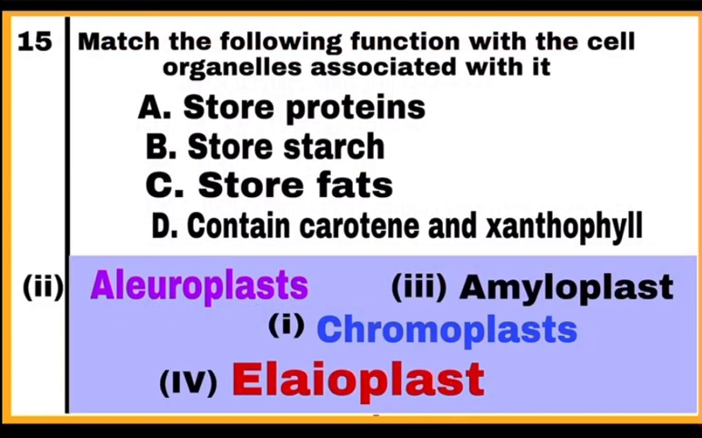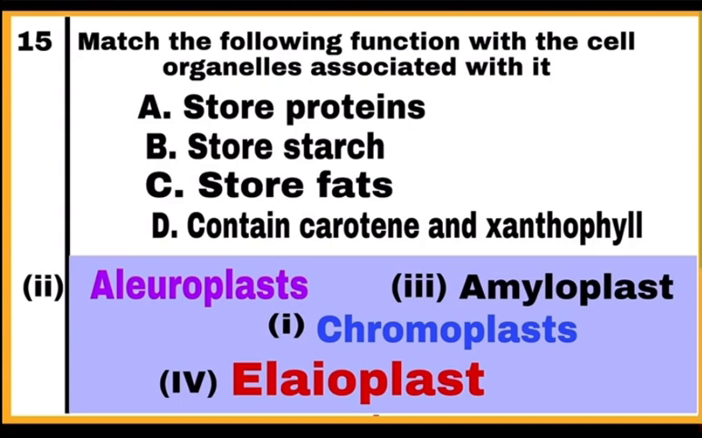Number 15. Match the following functions with the cell organelles associated with it. A. Store proteins. Aleuroplast store proteins. B. Store starch. Amyloplast store starch. C. Store fats. Elaioplast store fats and oils. All these three, aleuroplasts, amyloplast, and elaioplast, are the types of leucoplasts present in plants.